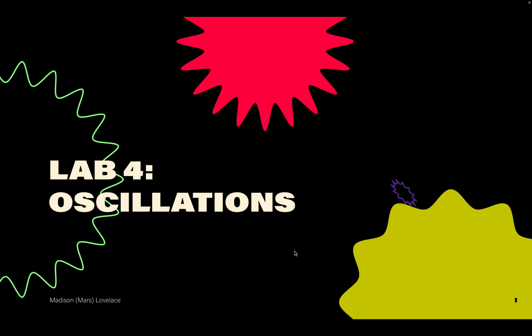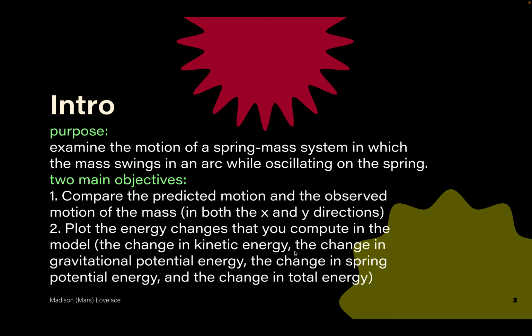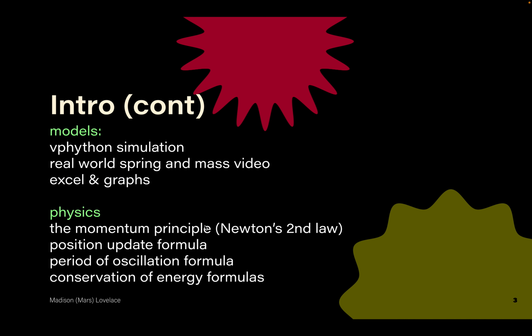On Mars, and this is lab 4, talking about oscillations. The purpose of the lab was to examine the motion of a spring mass system in which the mass swings in an arc while oscillating on the spring. The two main objectives were to compare the predicted motion and the observed motion, and then plot the energy changes that you compute in the model.